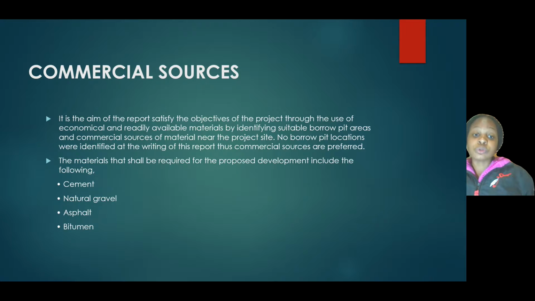We also consider commercial sources. It is the aim of the report to satisfy the objectives of the project through the use of economical and readily available material by identifying suitable borrow pit areas and commercial sources of materials near the project site. No borrow pit locations were identified at the writing of this report. Thus, commercial sources are preferred. The materials that shall be required for the proposed development include the following: cement, natural gravel, asphalt, and bitumen.